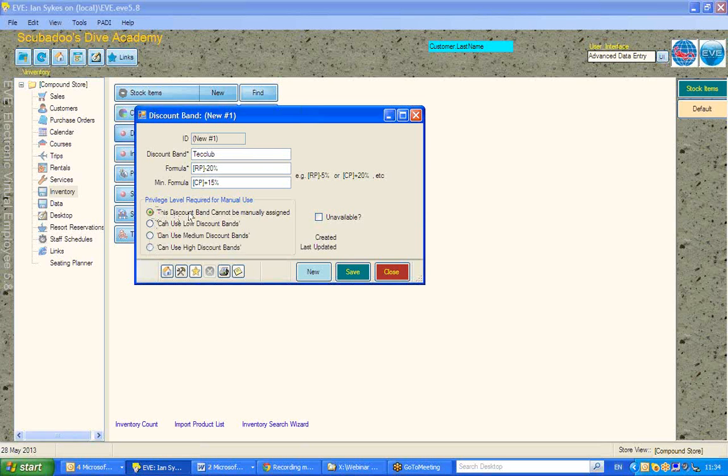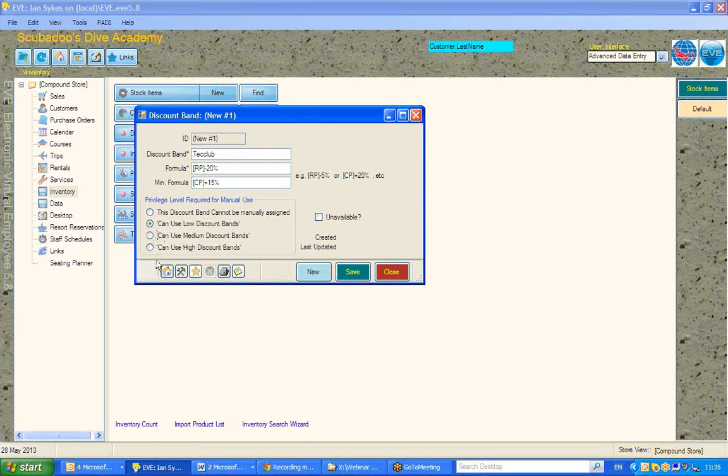At the moment I've said it cannot be manually assigned, and that would only be appropriate now to be used through customer types. But if I have given that member of staff the privilege that they can use low discount bands and manually assign them, leave it as low discount bands, or medium or high. Definitions of low, medium and high are entirely up to you. So some people, for instance, say that anything up to 10% they're going to call a low discount band, anything up to 15% a medium, anything up to 20% a high.